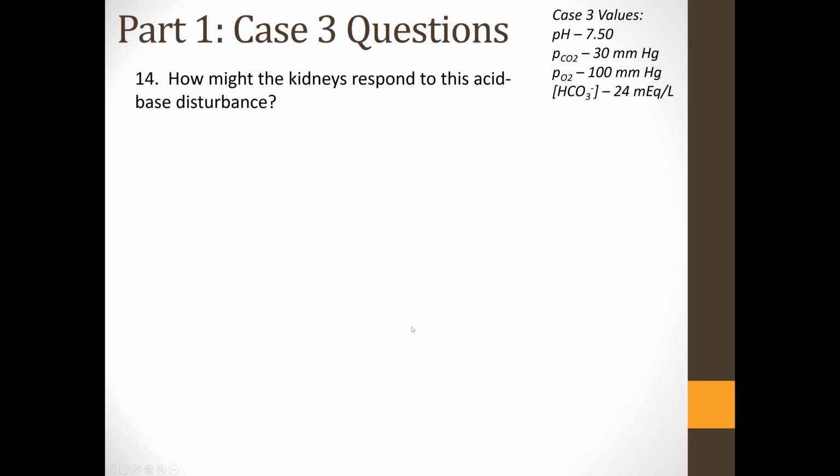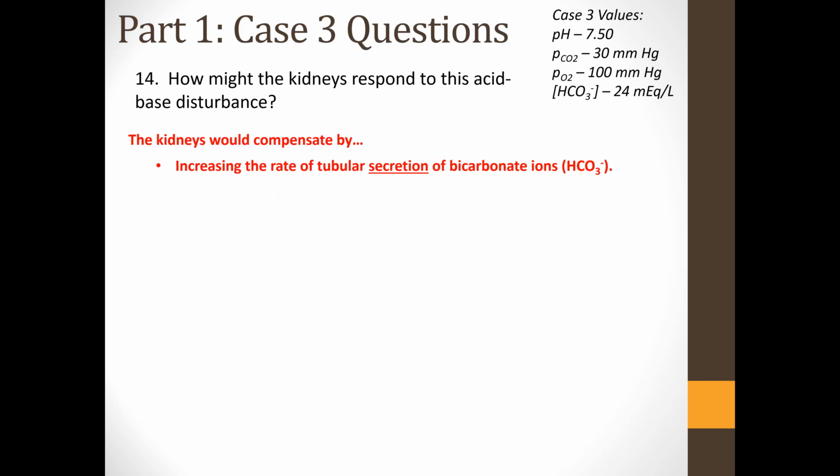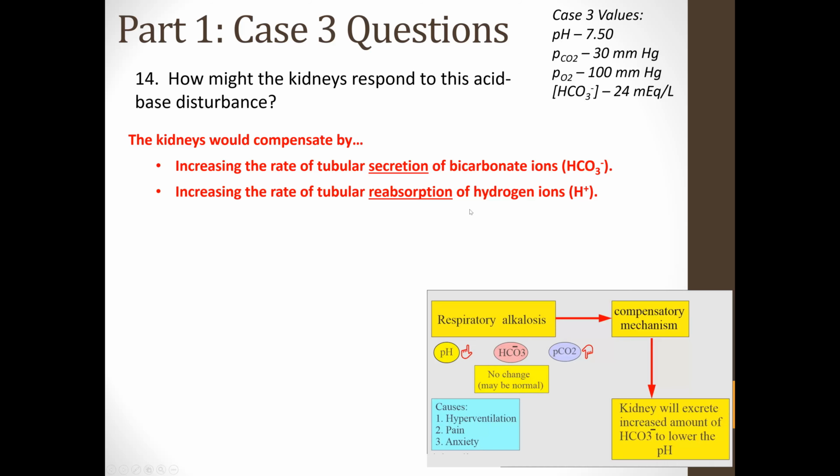Number 14, how might the kidneys respond to this acid-base disturbance? The kidneys could compensate by increasing the rate of tubular secretion of bicarbonate ions, so this time we're putting bicarbonate into the urine, and increasing the rate of tubular reabsorption of hydrogen ions, so we're keeping hydrogen ions in the blood. So in response to respiratory alkalosis, the kidney is going to end up excreting in the urine more bicarbonate.